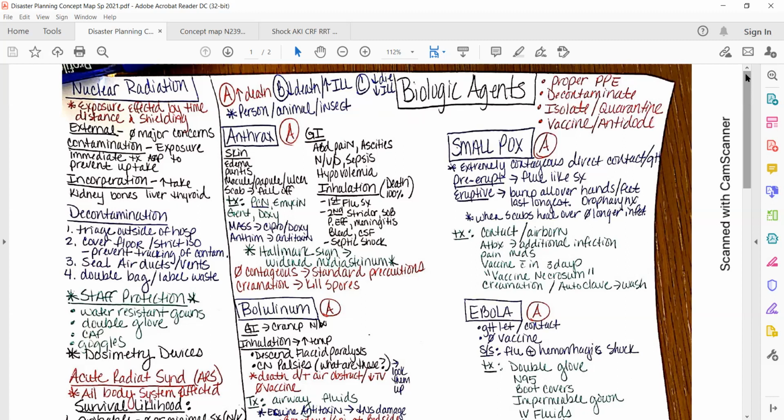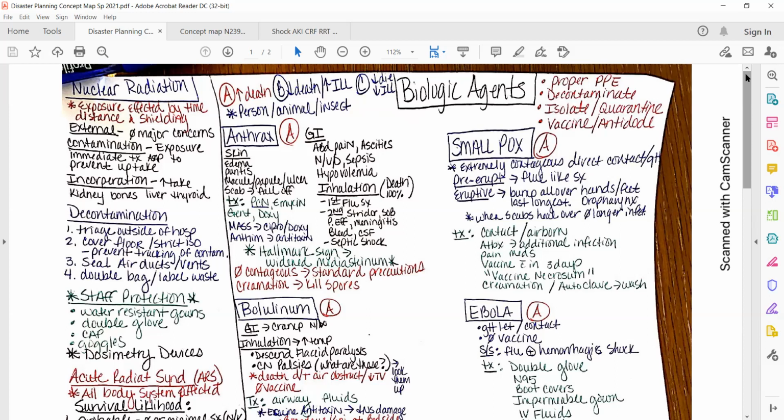So decontamination, I always think of us triaging outside of the hospital, cover floor, strict isolation, prevent tracking of contamination. So you don't want to take that nuclear radiation to the next area. This is important. We have to seal the air ducts in the vent, double bag, all labeled waste. This is why the air ducts are all sealed and our radiation areas are in different areas, because if you radiate over and over and over again, this is why most people, we want them to go to x-ray if we can. Because if you're going to x-ray over and over again, you have to look and see how much nuclear radiation is going to be exposing the people in the hospital.